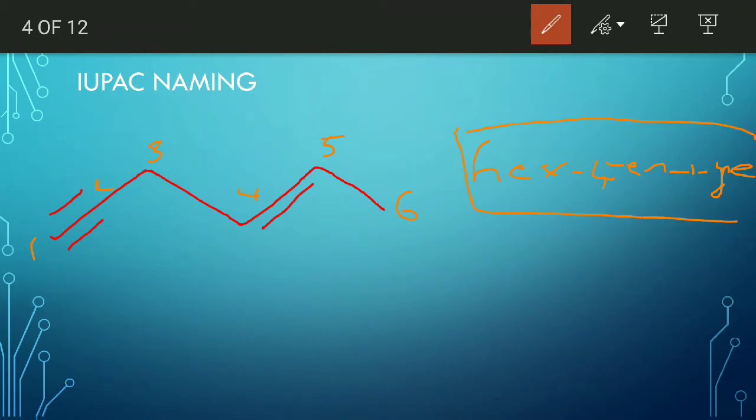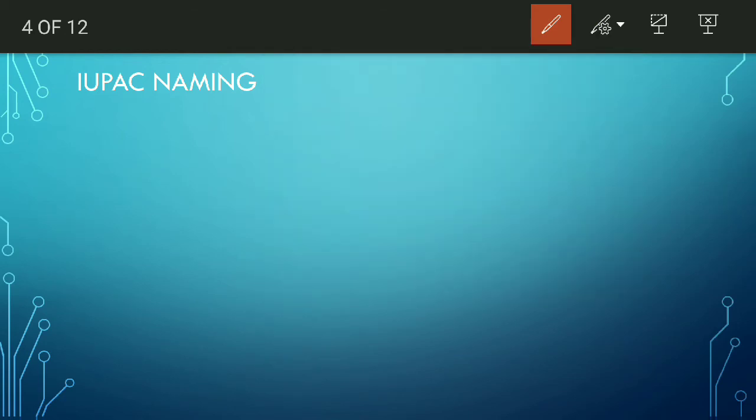Now let's go to another example. Note one point: if both alkyne as well as alkene are present in the parent chain, then numbering is done in such a way that the lowest number is given. I am repeating it again. If both alkyne as well as alkene are present in the parent chain, then numbering is done in such a way that the lowest number is given. So you have to make your notes.